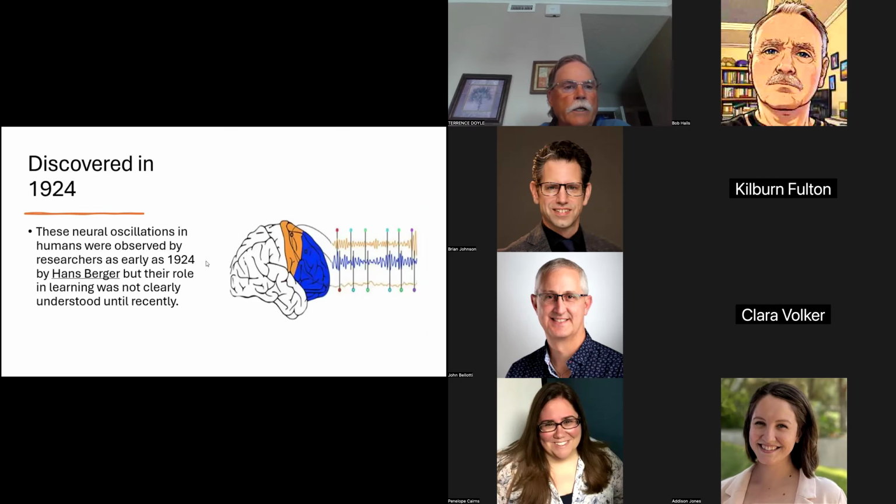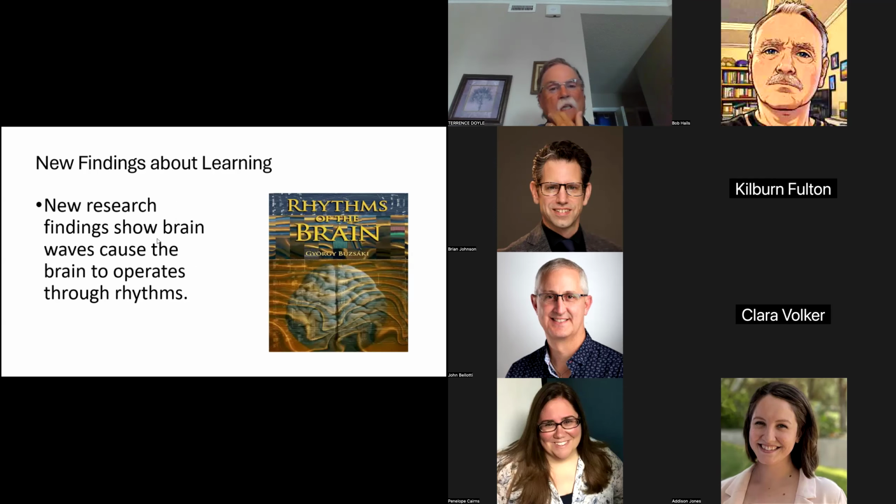What we now understand is that these neural brain waves, these oscillations, even though we have known of them since the 20s, play a significant role in how learning occurs in the brain. Not only is that role important, it's actually the main role in how the brain learns new information and how it remembers that information. The findings show us that these waves cause the brain to operate through rhythms, patterns of oscillation.